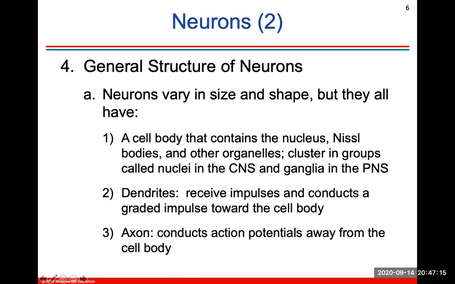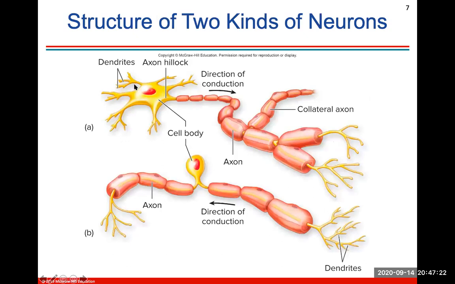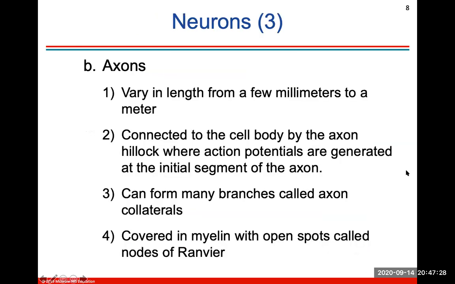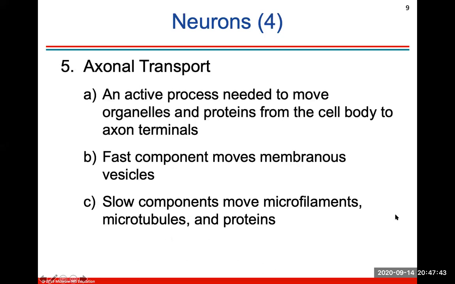So here's the general structure of a neuron. You should be familiar with the cell body, dendrites, and axon, and be able to label a picture like this to understand the different parts of the neuron. So here are the axons. They're connected to the cell body by the axon hillock. And the axon hillock is important because that's where the action potential will be generated, and we'll come back to that. They're covered in myelin with open spots called nodes of Ranvier.